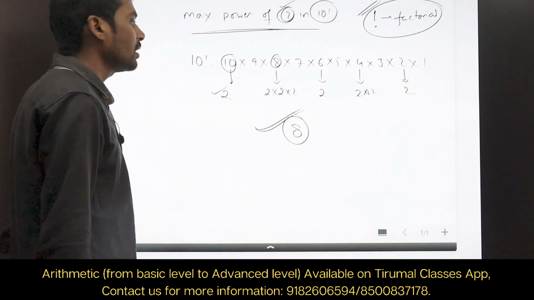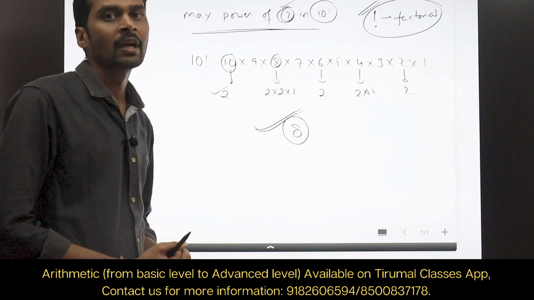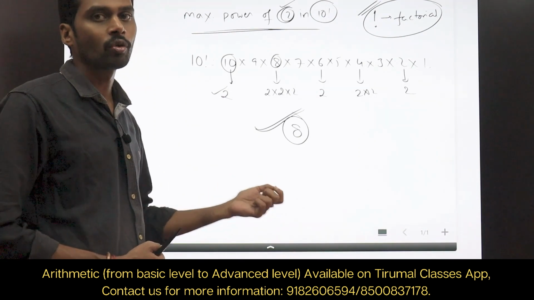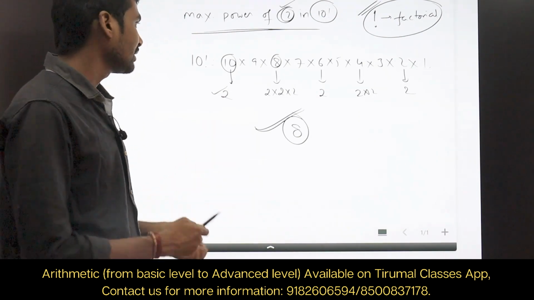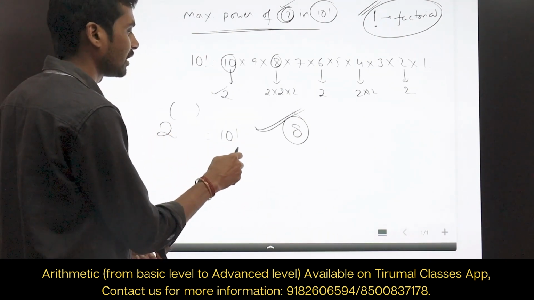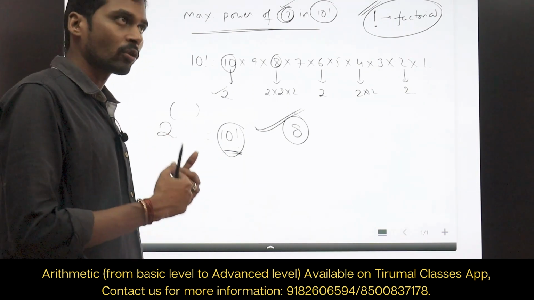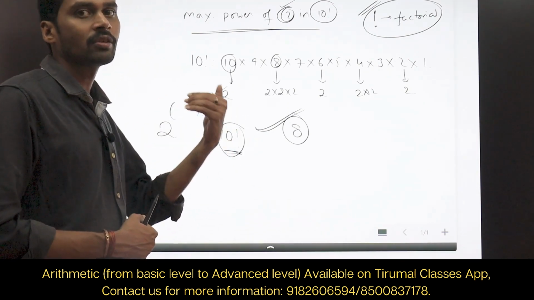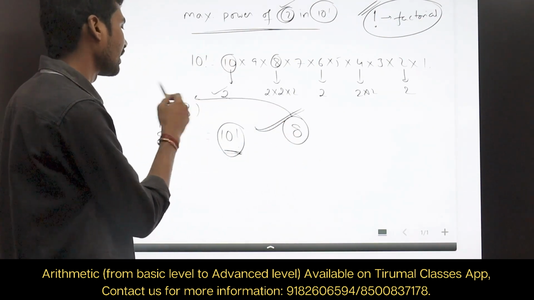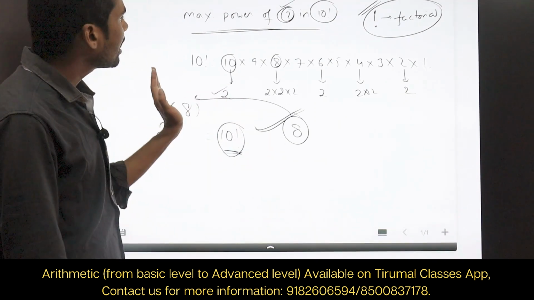So how many times are we using the number 2 in 10 factorial? That is nothing but 8. In the product of 10 factorial, we are using the number 2 eight times. That is the maximum power of 2 in 10 factorial, which means 2 can be written in a maximum of 8 terms. But 10 factorial is a simple number, so we can write 10 into 9 into up to 1.